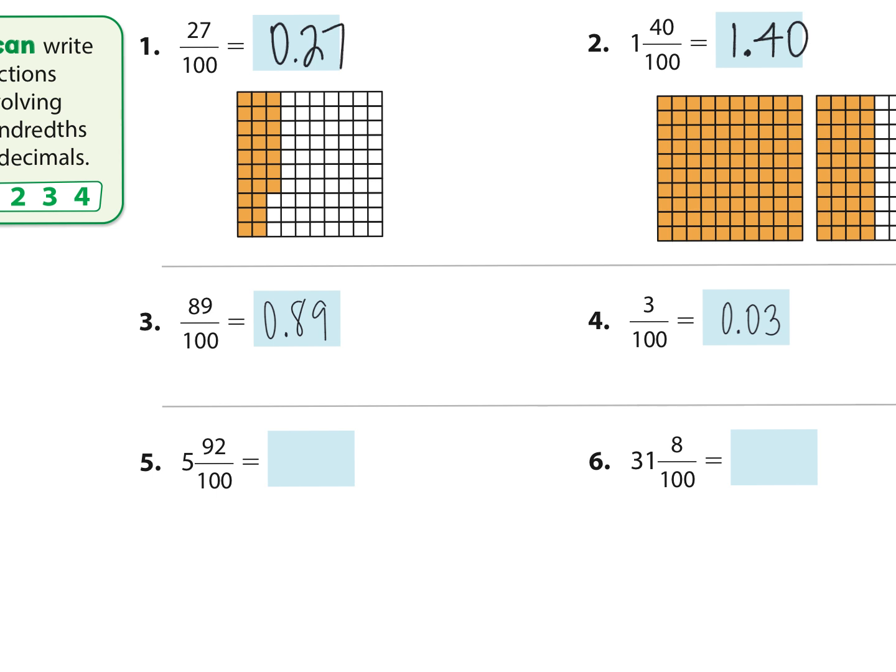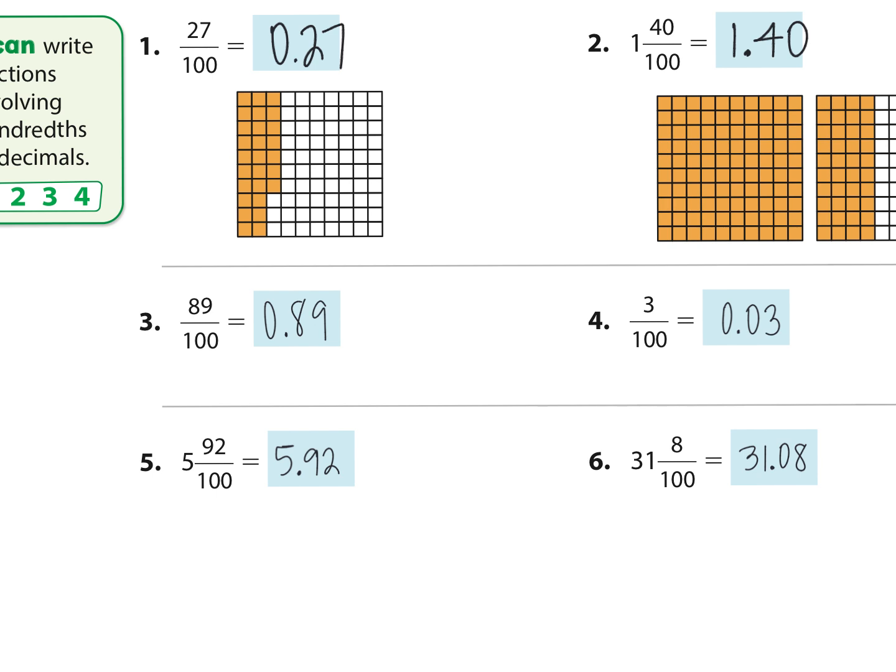Okay, number 5 should be 5.92. And then number 6 is 31.0.8? No, 0.08. Great job. You caught it. Okay, guys, it will happen.